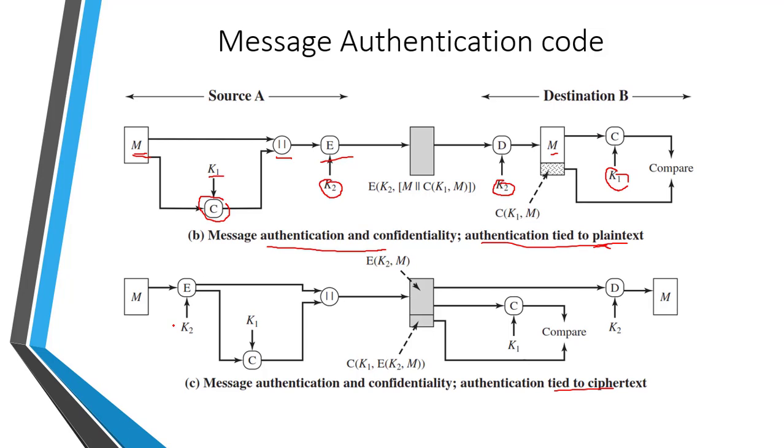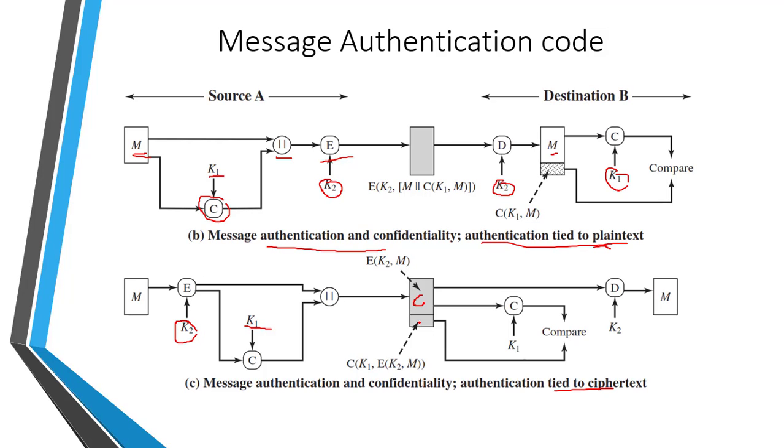In this scheme, first of all, encryption is performed. That is, ciphertext is generated from the plain text using the shared secret key K2, and after that, on the ciphertext, the MAC is calculated. So here the MAC is calculated on the ciphertext and the key K1, and after that this generated MAC and the encrypted original message, that is the ciphertext, are both appended. So here this is the ciphertext and this is the MAC calculated on the ciphertext.